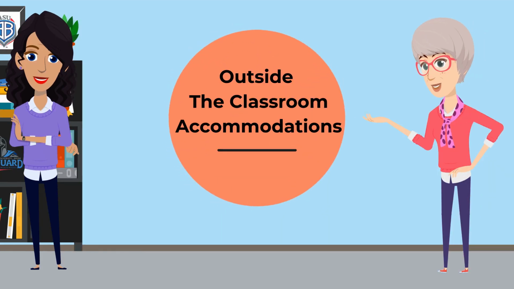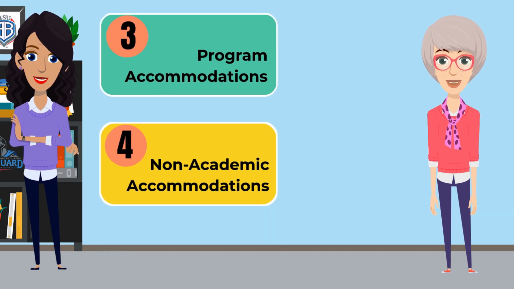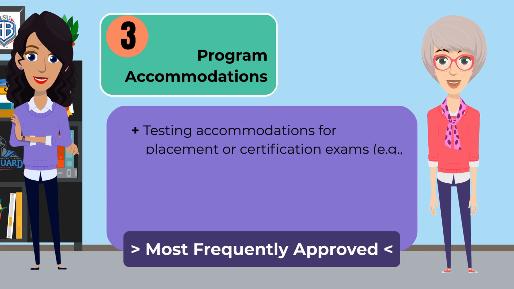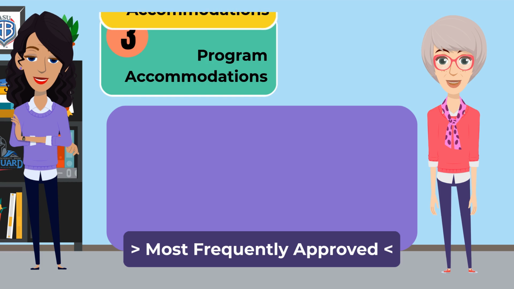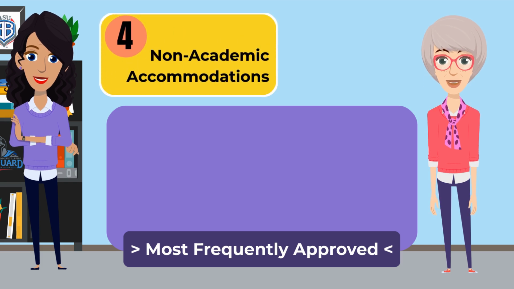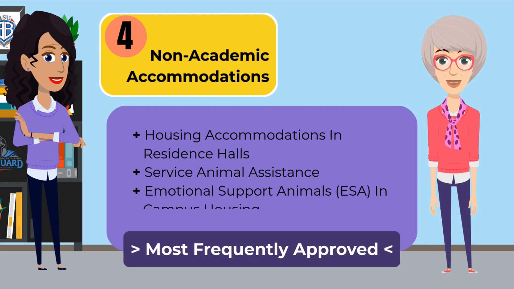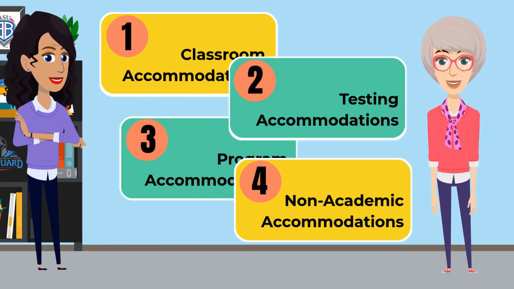Let's continue and look at the categories that are largely outside of the classroom. When we think about accommodations that happen largely outside the classroom, we are looking at accommodations for program access and non-academic access. Let's review those. Program accommodations most frequently approved involve accommodations for placement or certification exams, sign language interpreters, and digital or audio textbooks. Non-academic accommodations most frequently approved involve housing accommodations, service animal assistance on campus, and emotional support animals for campus housing.